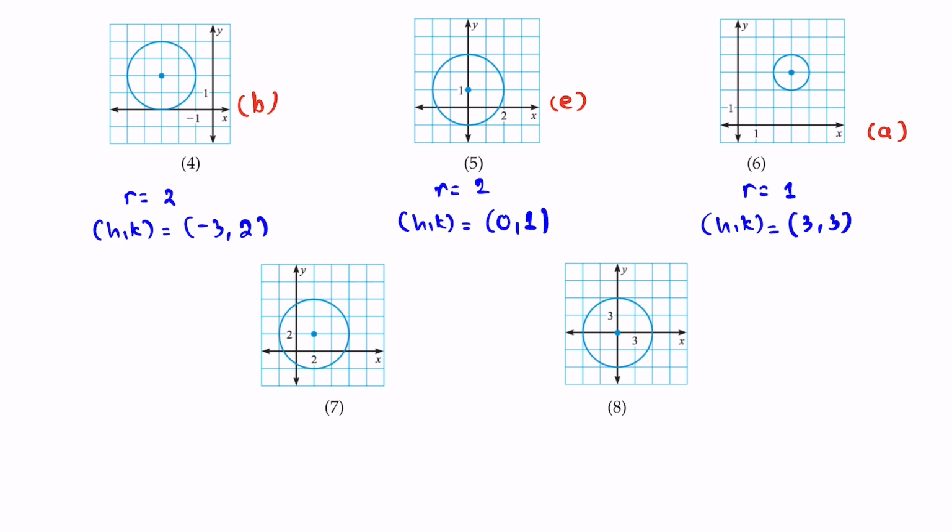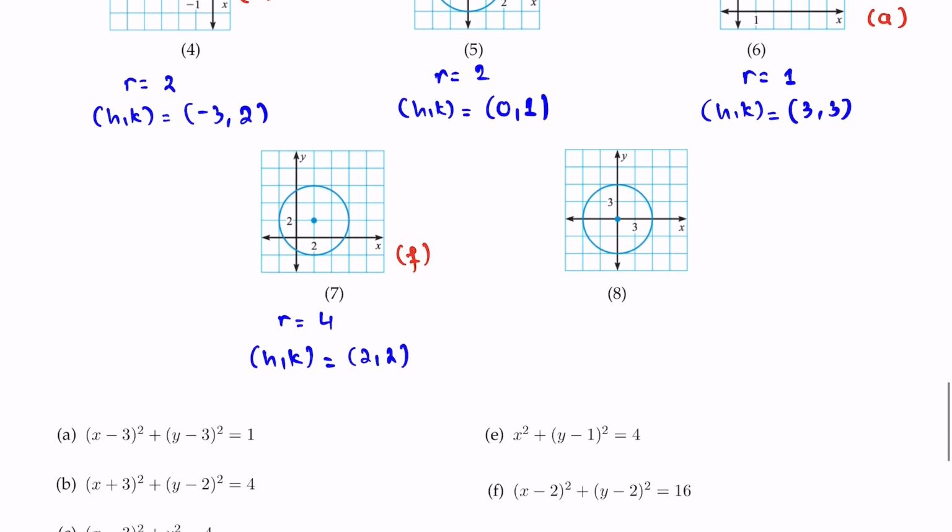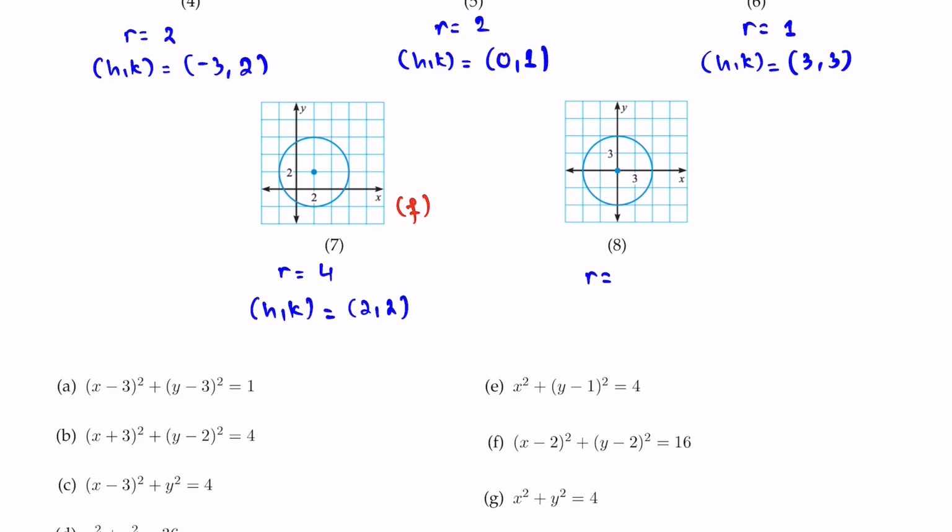Number 7, what is the radius? 4. Do you see 4? Yes. What is the center? 2, 2. And the choice is? F. Number 8. What is the radius? 6. Good. And the center? 0, 0. And the choice should be?